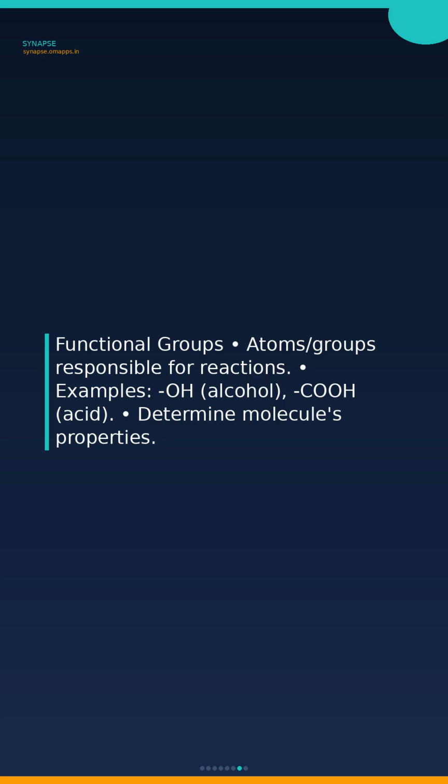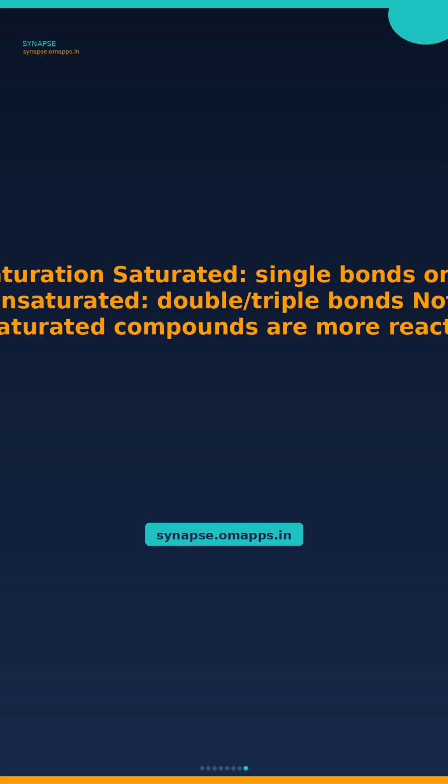Let's quickly summarize what we've learned. We covered hydrocarbons, which are the backbone of organic chemistry. Then, we talked about homologous series and their properties. Finally, we explored functional groups and their roles in determining chemical reactions.